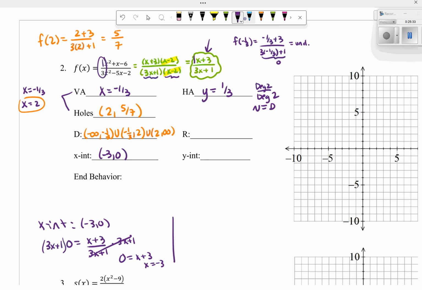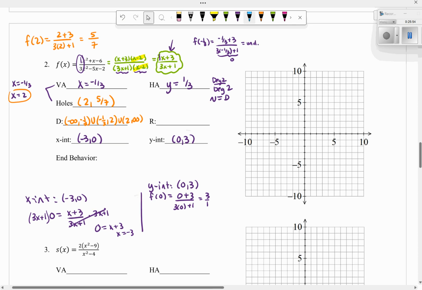And then let's find our y-intercept as well. So f of 0 is equal to, and again, you can use either the original or the simplified. I'm going to use the simplified in this case. So 0 plus 3 over 3 times 0 plus 1, which gives me 3 over 1. So the y-intercept is (0, 3).